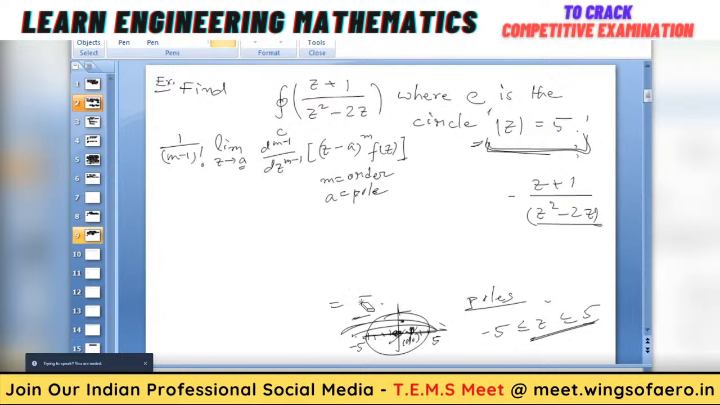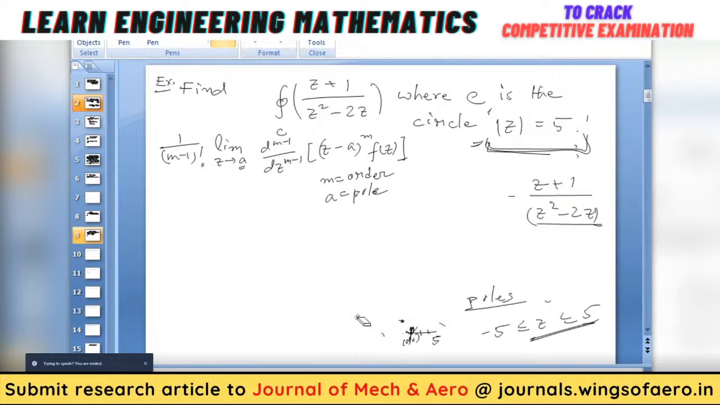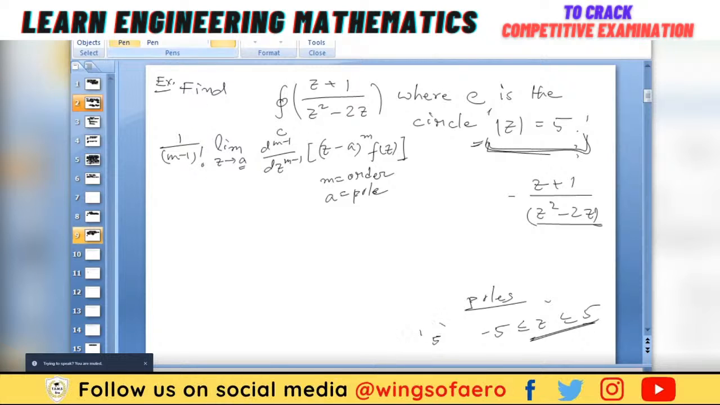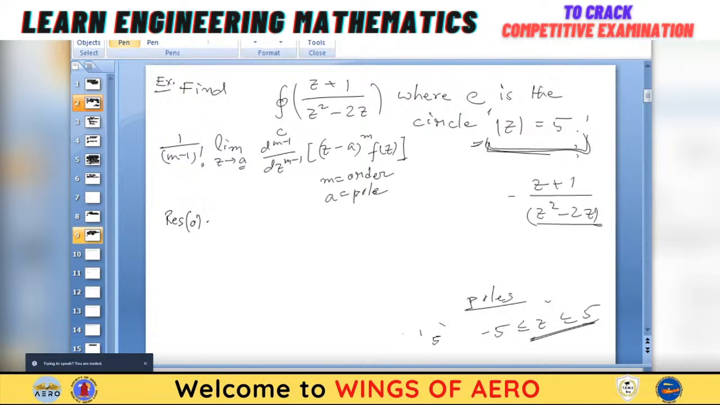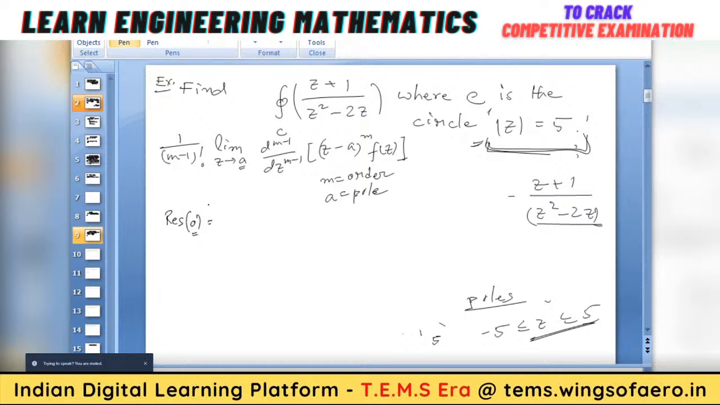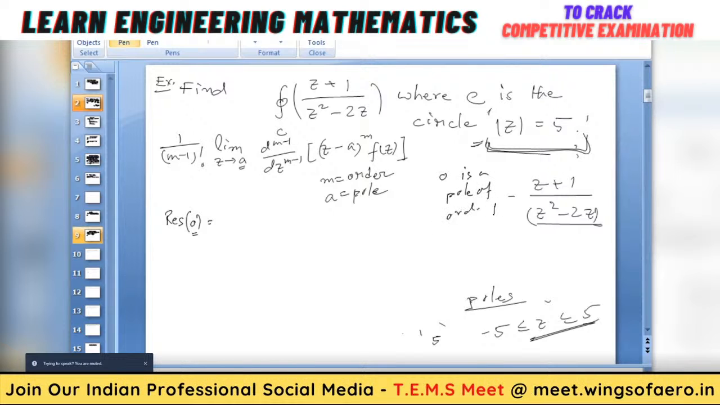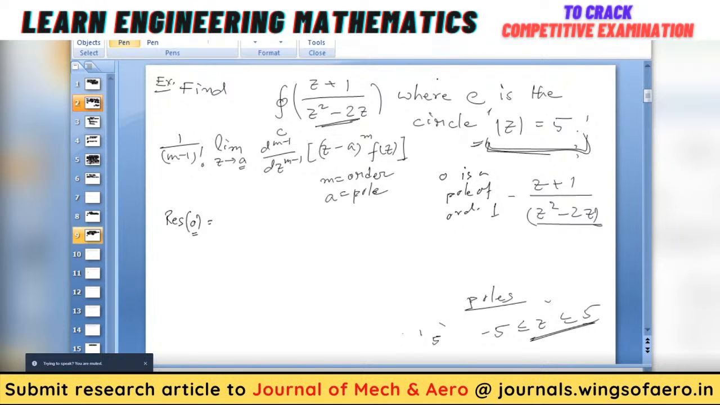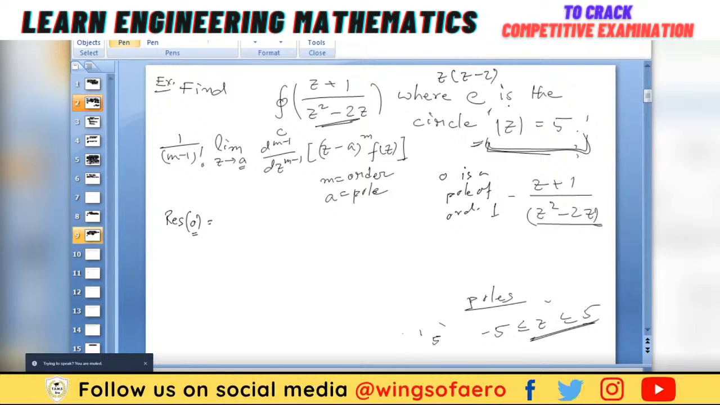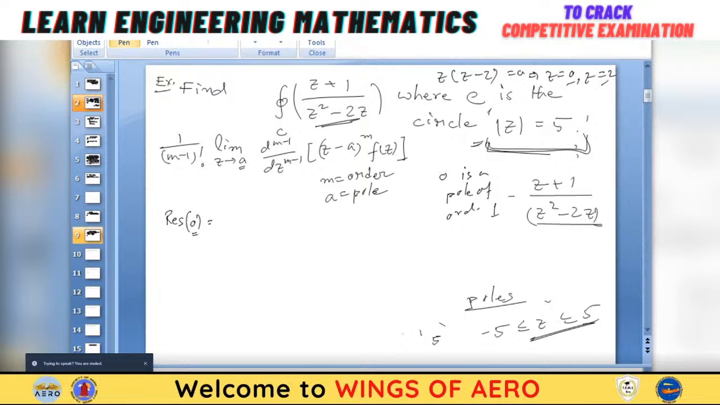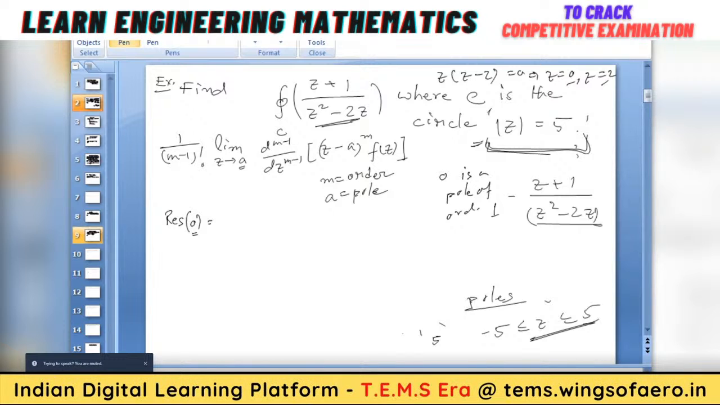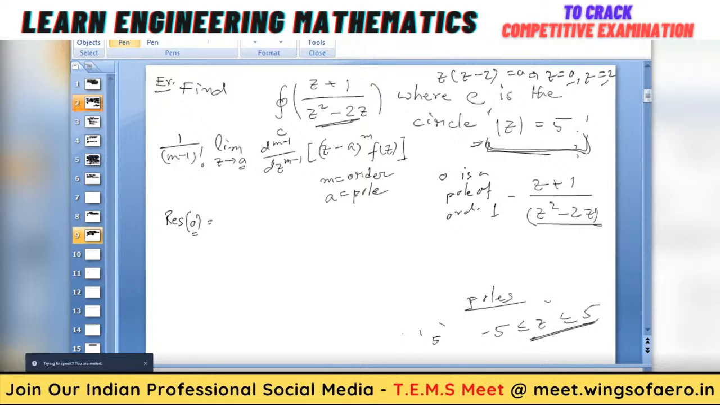So let's find out, we have two poles here. One is 0, another is 2. Let's find the residue at 0. First find out the order of the pole at 0. 0 is a pole of order obviously 1, because our denominator is z square minus 2z, that is z into (z minus 2). Equating to 0, we get z equal to 0 and z equal to 2, and both have one time occurrence. So the order is 1 for both 0 and 2.